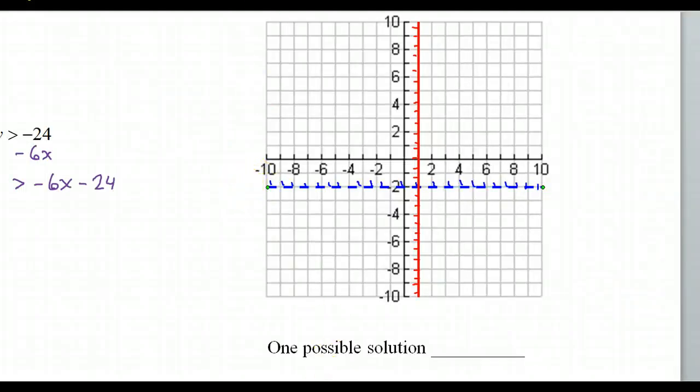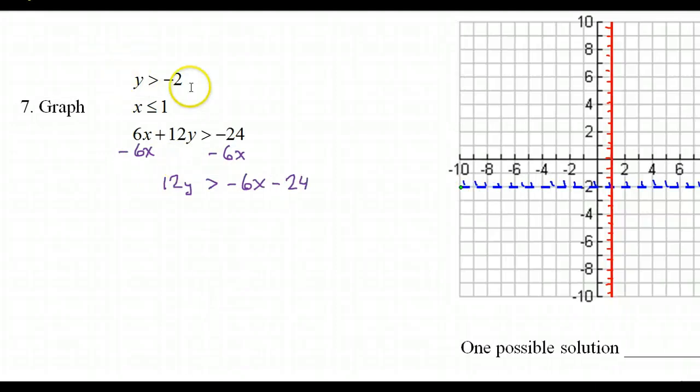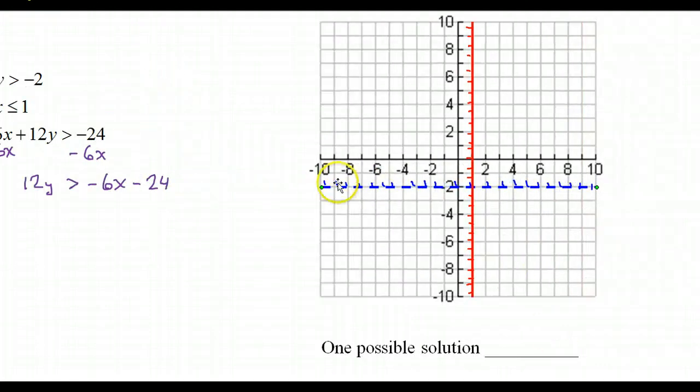Alright, now I'm remembering that this horizontal line, y is greater than -2, should have been a dotted line because it does not have the or equal to under it. So y is greater than -2. That's this blue line, and it should be dotted. So now I've made it dotted.